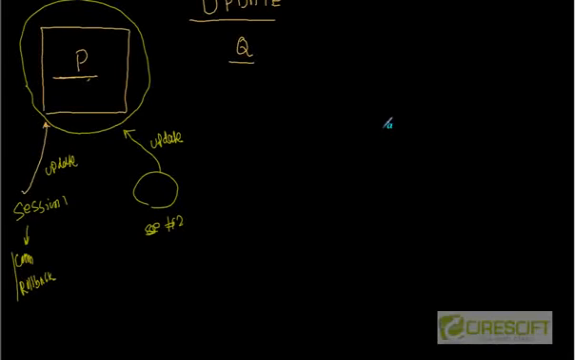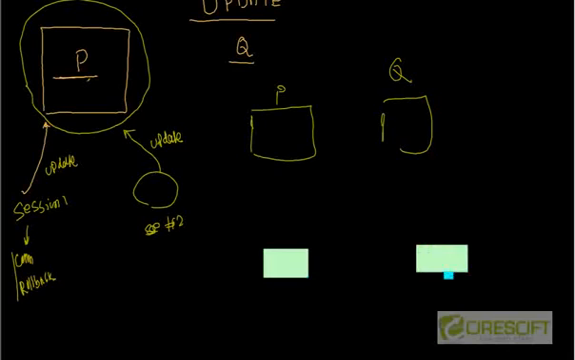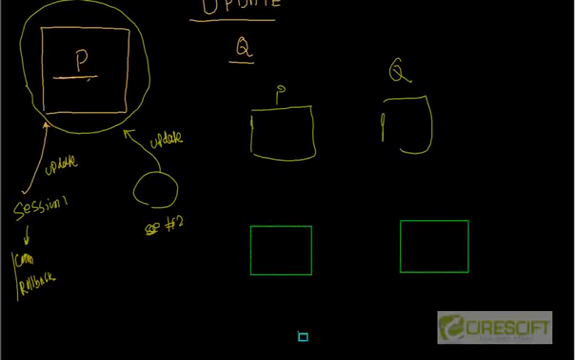Before we go here, I just want to draw a diagram. So we have two tables, this is my P and this is my Q, and I have two sessions. This is session 1 and this is session 2. What I'm going to do is update P in session 1, and update Q in session 2.